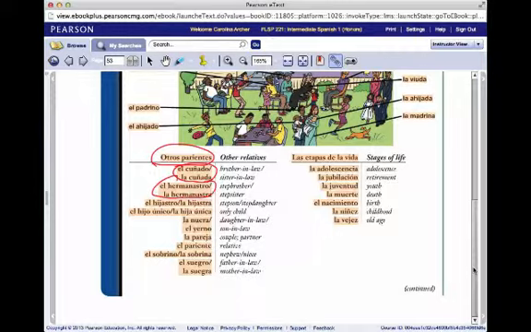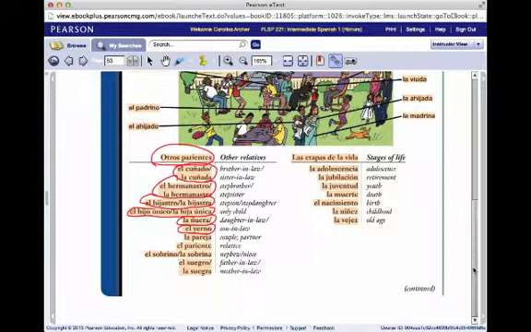El hijastro y la hijastra. Step son and step daughter. Hijastro and hijastra. In the appendix, in the back of your book, appendix 2, you're going to have more terms for stepmother, stepfather, madrastra, padrastro. El hijo único o la hija única, an only child. Daughter-in-law, la nuera y el yerno for son-in-law. La nuera y el yerno.